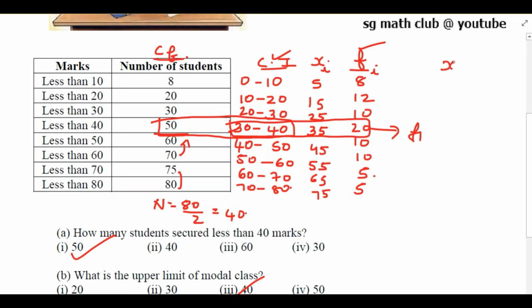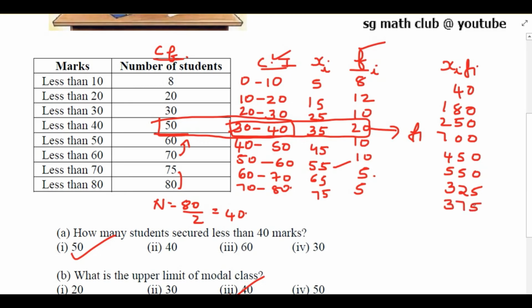Now next we need to find xi fi. 5 into 8, 40, 12 into 15. We need to multiply the frequency, xi and fi. So 12 into 15, which is equal to 180. Again we have 250. Then 35 into 20, 700. 45 into 10, 450. Again 55 into 10 is 550. Then 65 into 5, which is equal to 325. 75 into 5, which is equal to 375.